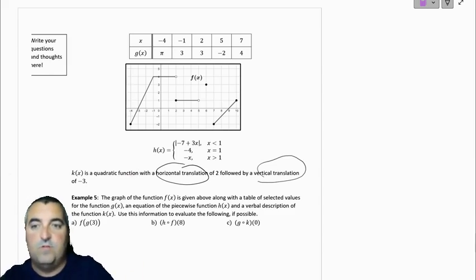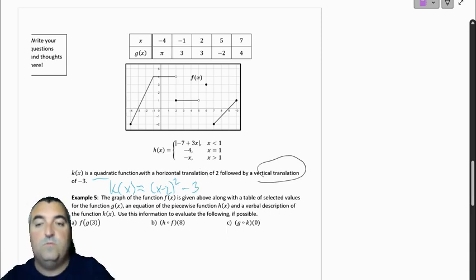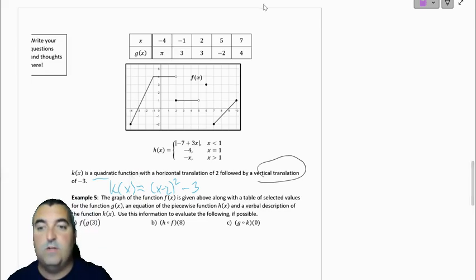So before I even get going with the first example, I'm going to write the equation of this one. It's going to be k of x equals x minus 2, because we got that horizontal translation of 2. It's a quadratic, so I need to put a squared, and then a vertical translation of minus 3. So there is k of x's equation.